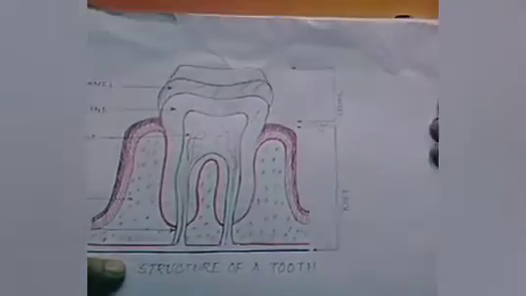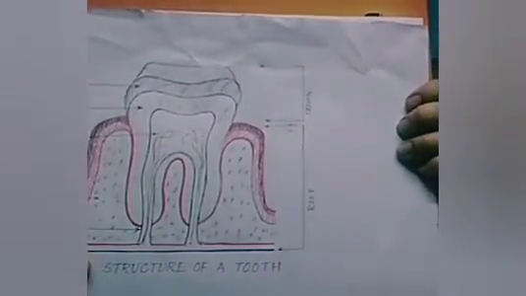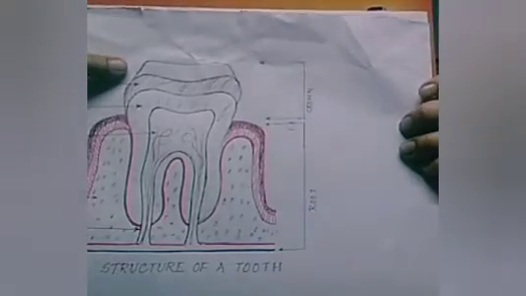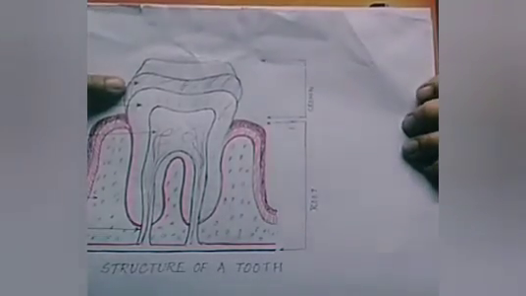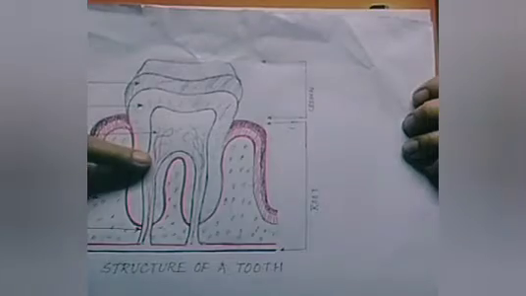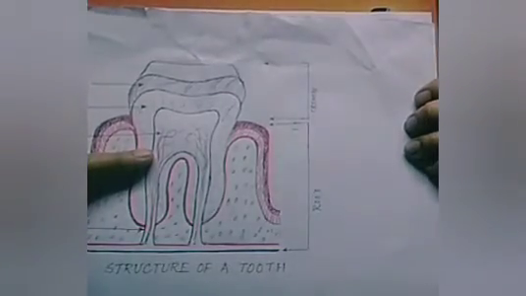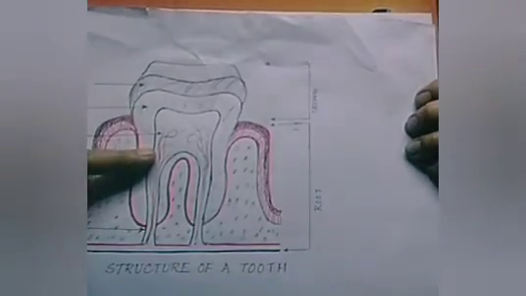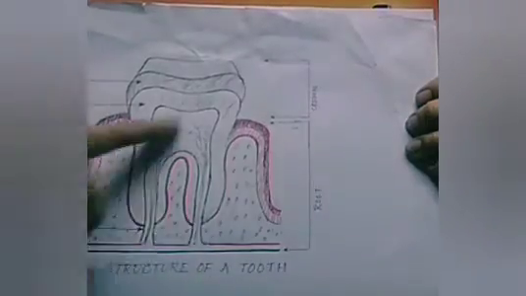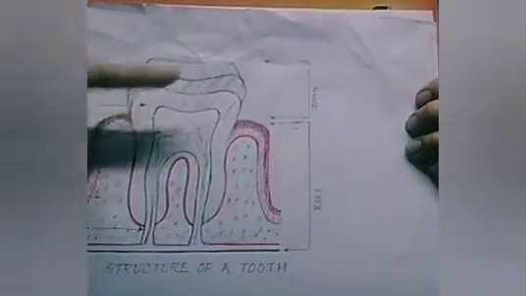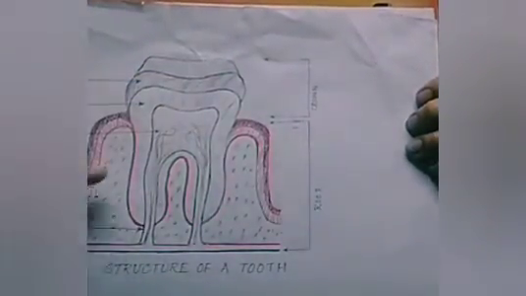So there are clearly three distinct layers. The first one is enamel, then dentine, and the last one is the root of the tooth, or the pulp of the root, which is inside the gum.